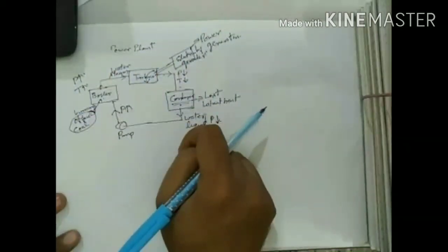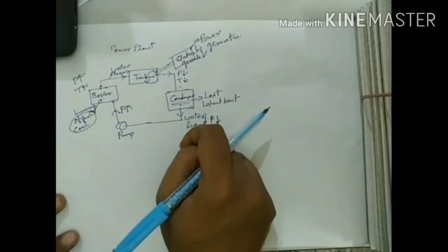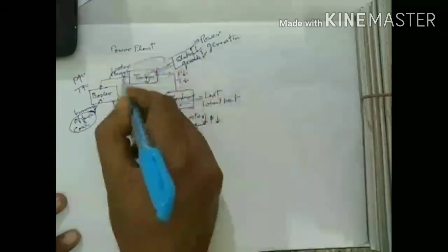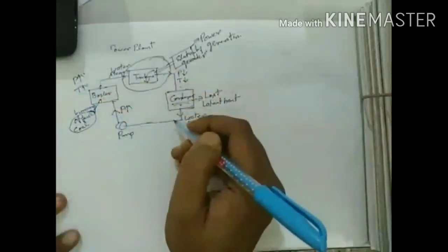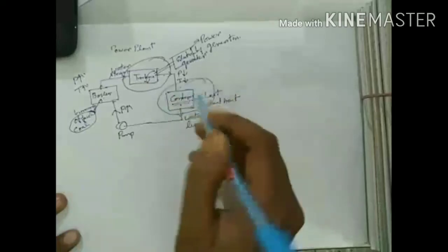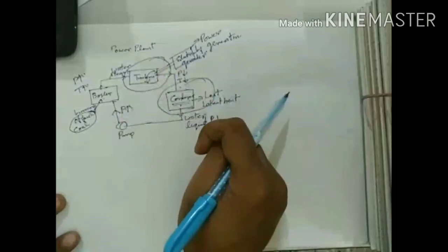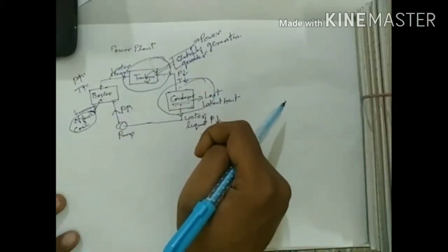So this is the basic mechanism of a coal fire power plant. If we want to design such a power plant, then we have to decide the size of the turbine as well as the condenser. So how do we get this size of turbine and condenser?